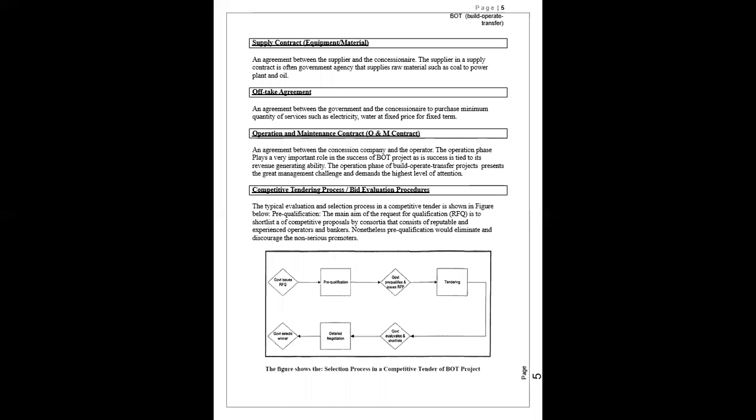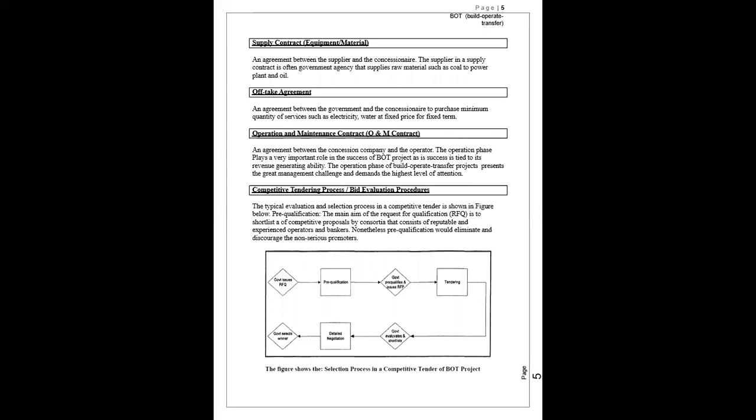Then supply contract, that is equipment and material. An agreement between the supplier and the concessionaire company about supply of equipment and materials. The supplier in the supply contract is often a government agency that supplies raw materials such as coal to the power plant or oil, etc. Okay, so generally other government companies play the role of the supplier company, and they will supply the raw material to the concessionaire company.